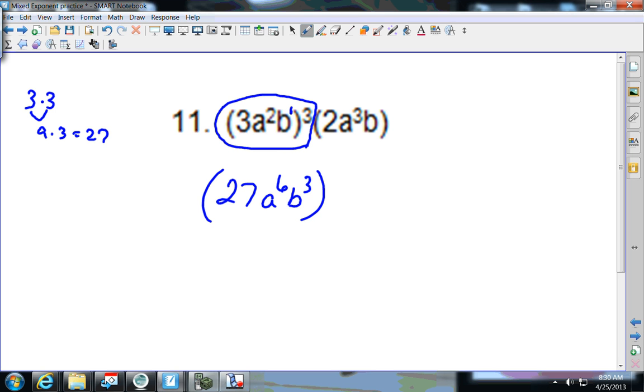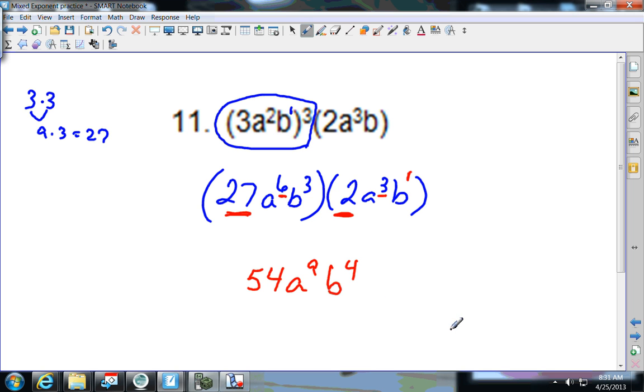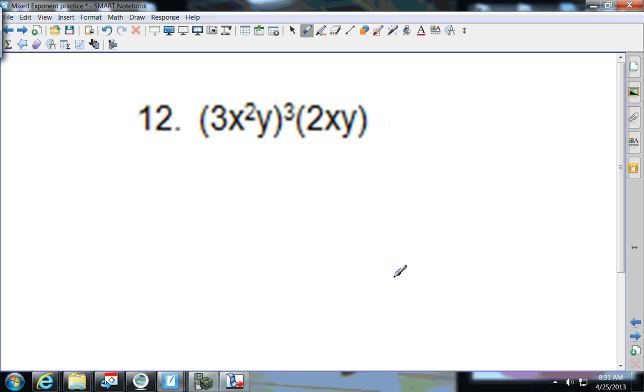Then I'll multiply it with 2, a to the 3rd power b. 27 times 2, 54. Add up my a's. I've got 6 and I've got 3, so this is a to the 9th. I've got 3 b's and this is a 1 b, so I've got b to the 4th. Here's the next one. Here's number 12. Try this one.